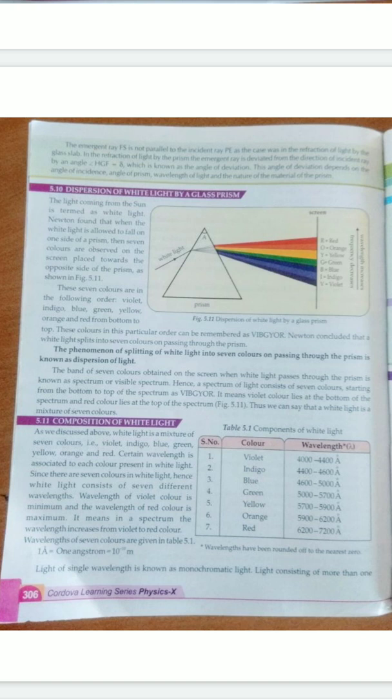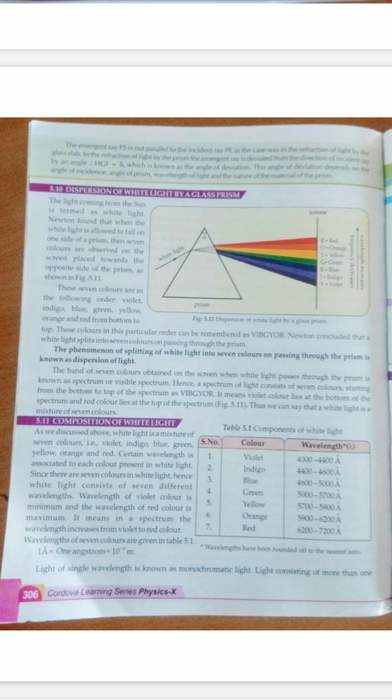Now, the composition of white light. As we already discussed, white light is a mixture of 7 colors: violet, indigo, blue, green, yellow, orange and red. Certainly, a wavelength is associated with each color present in white light. Since there are 7 colors in white light, the white light consists of 7 different wavelengths. The wavelength of violet color is minimum and the wavelength of red color is maximum. It means the wavelength increases from violet to red.